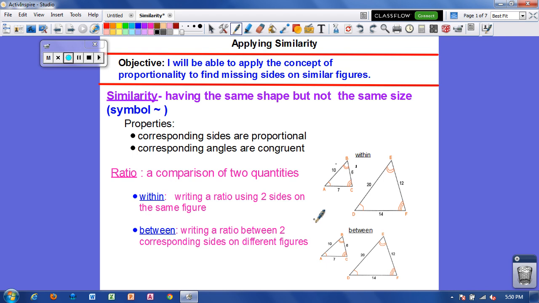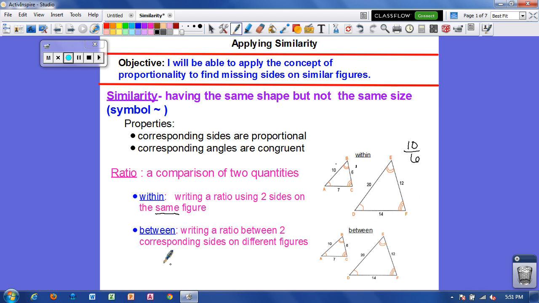Now, if we are missing a side on a figure, we are going to have to use a ratio to solve for it. Remember, a ratio is a comparison of two quantities. There are two different types of ratios that we will be using, within and between. Within just means we're writing a ratio using two sides on the same figure. So for example, if I come over here to this triangle, I'm going to take two numbers from this triangle and this triangle only. So let's say I select 10 and 6. So I would simply write 10 over 6. They come from within the same triangle.